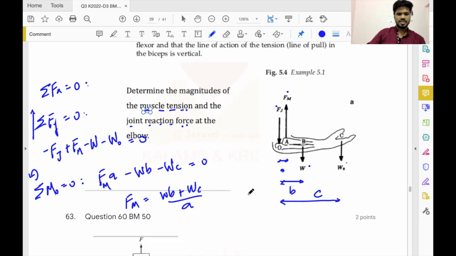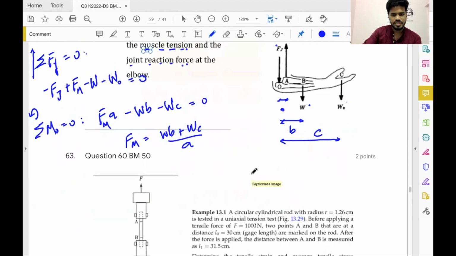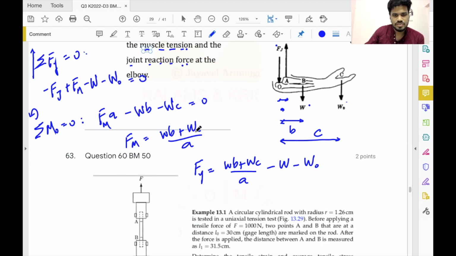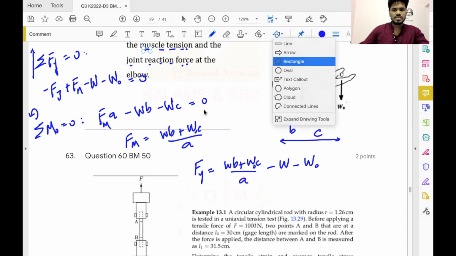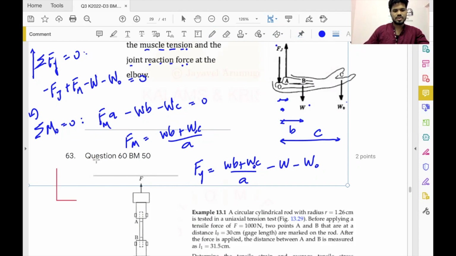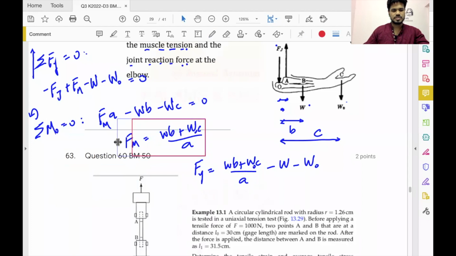Just plug this in here, you could find the expression for Fy. So Fy should be WB plus W naught C by A minus W minus W naught. If the numbers are given, you can calculate what this Fy is. And they could also ask this in expression form. They don't have to ask things in numbers. They can just give you expressions in variables and ask for it.